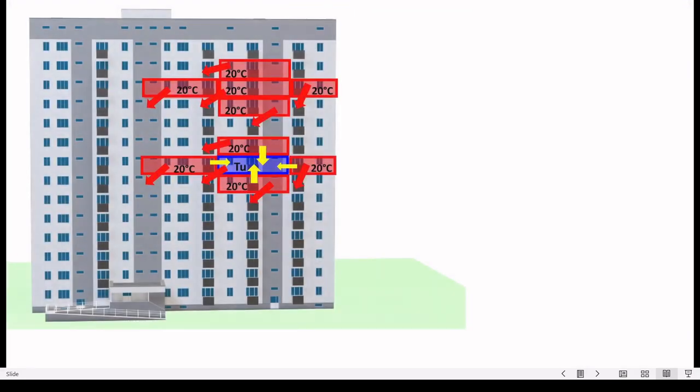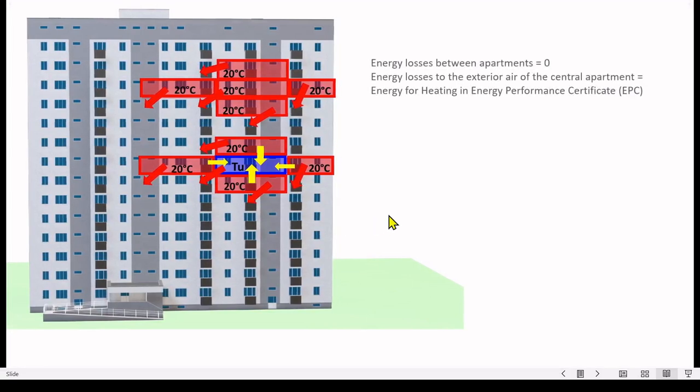Let's see now the same situation from the facade point of view. We have again a central apartment heated at 20 degrees, surrounded by four other 20 degrees apartments. The energy losses between apartments are zero because there is no difference of temperature between them. Also, the energy losses to the exterior air of the central apartment are equal to the heating energy from the energy performance certificate. It's a standard one.